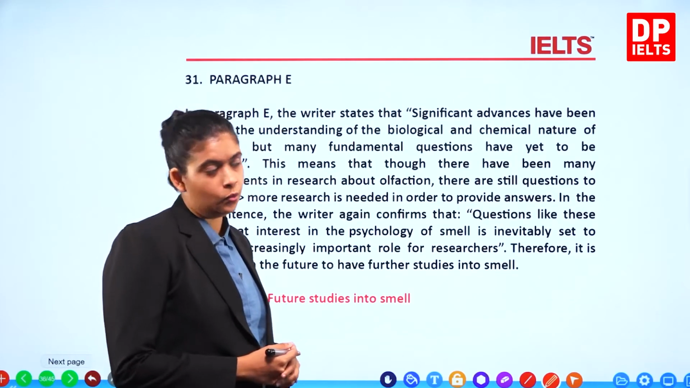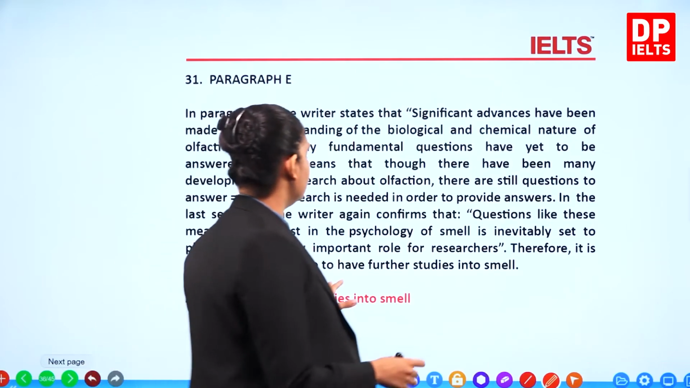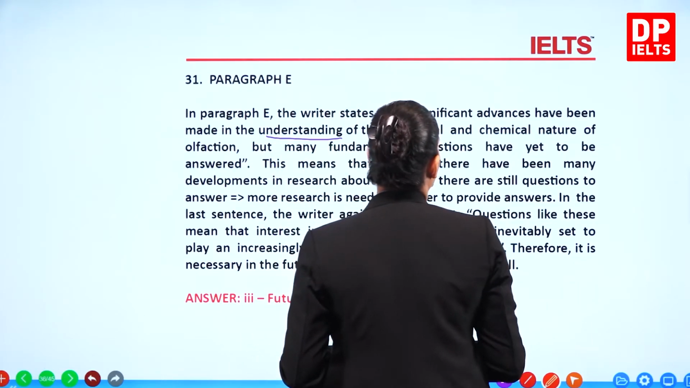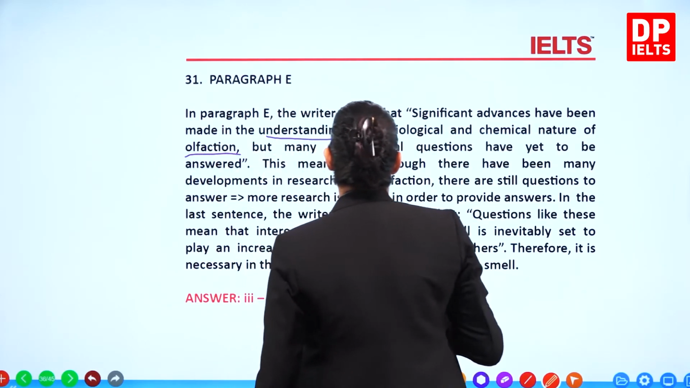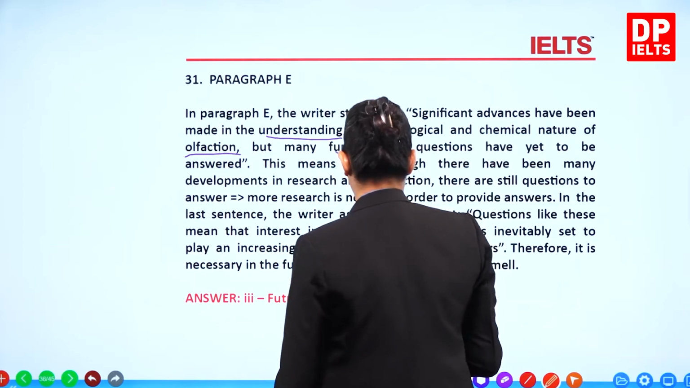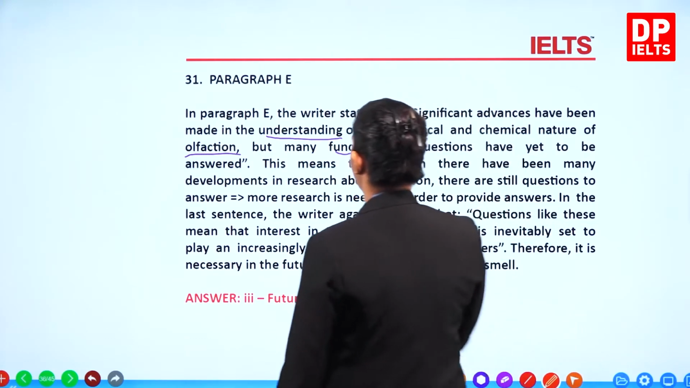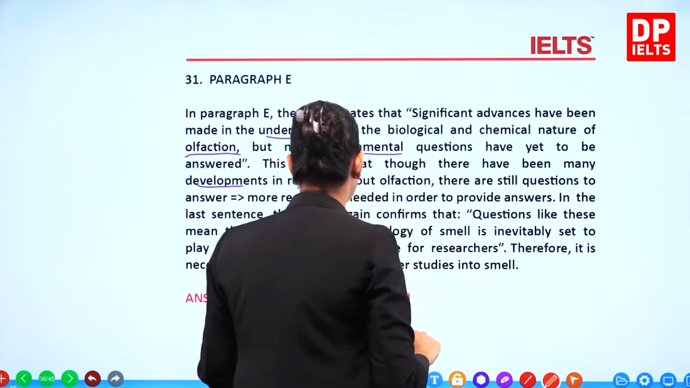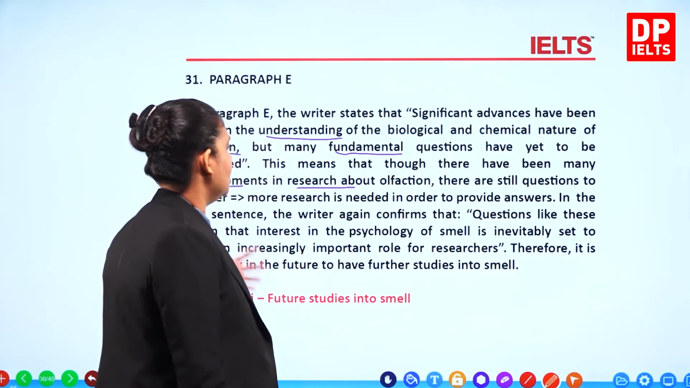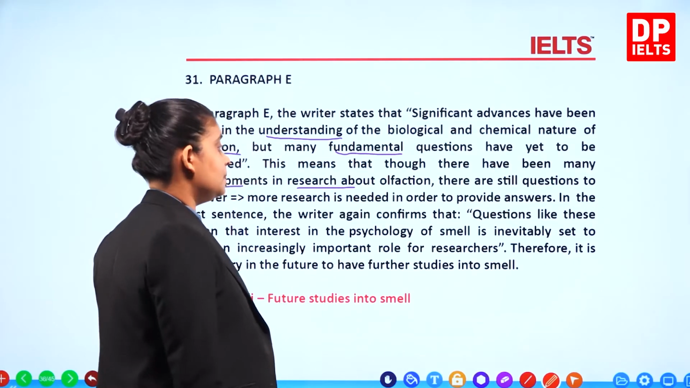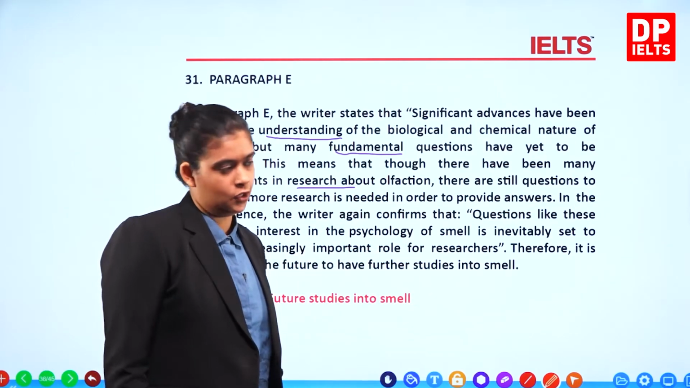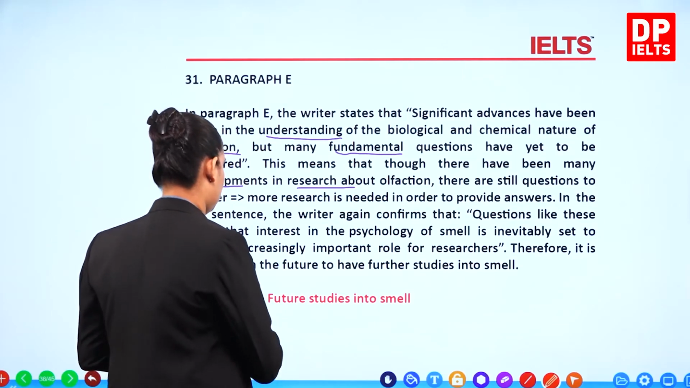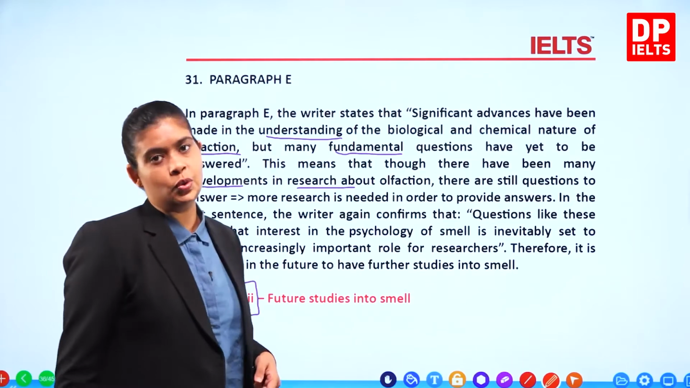Question number 31, which is para E. Now here the writer states, significant advances have been made in understanding of the biological and chemical nature of olfaction. But many fundamental questions have yet to be answered. This means that though there have been many developments in research about olfaction, there are still questions to answer, right? So questions like these mean that interest in the psychology of smell is inevitably set to play an increasingly important role for researchers, right? So it is necessary in the future to have further studies into smell. So I think it would be 3, future studies into smell, right?